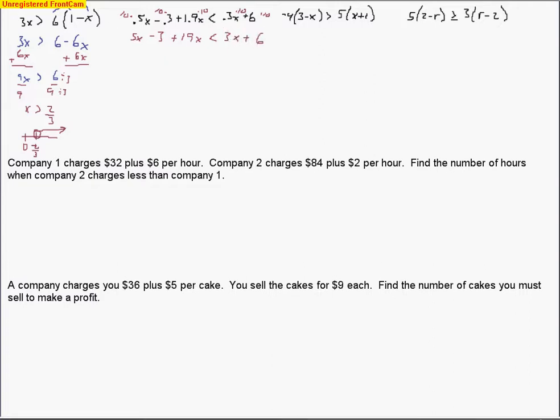So from this point, I'll collect some like terms. Got the 19x and the 5x, which will give me 24x minus 3 is less than 3x plus 6. And then I can go ahead and start moving some terms around. So I'll go ahead and maybe add that 3 to both sides, subtract the 3x from both sides, and that leaves me with 21x is less than 7.